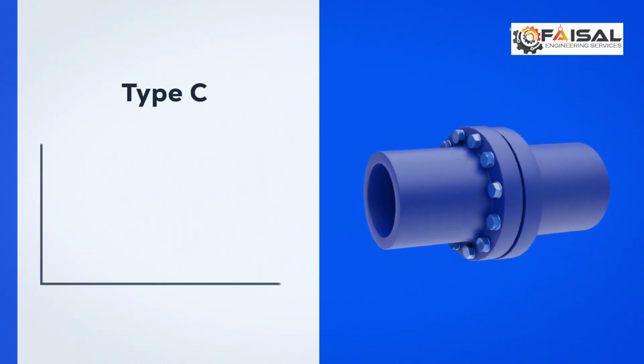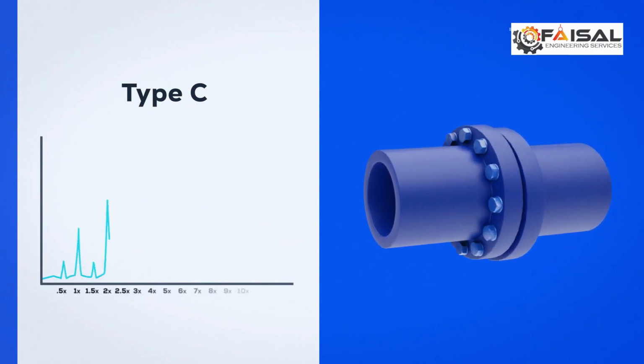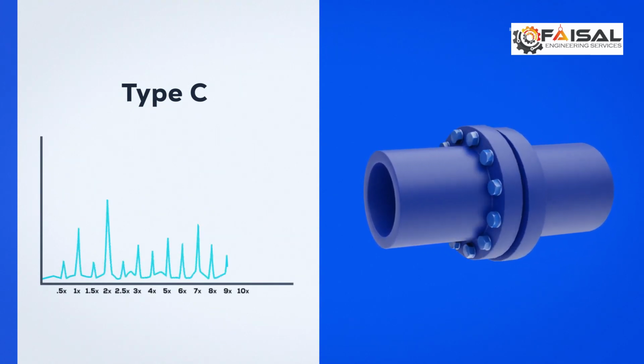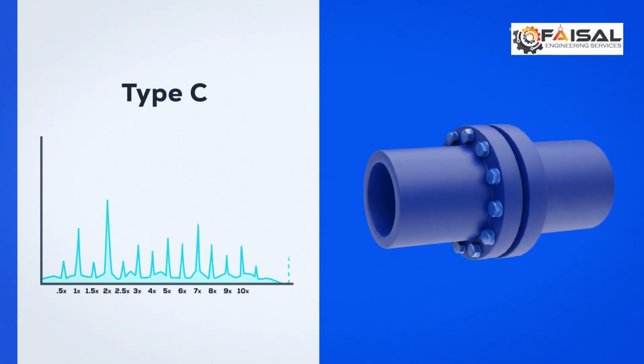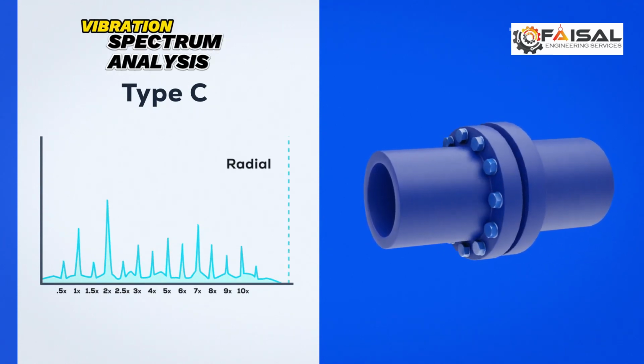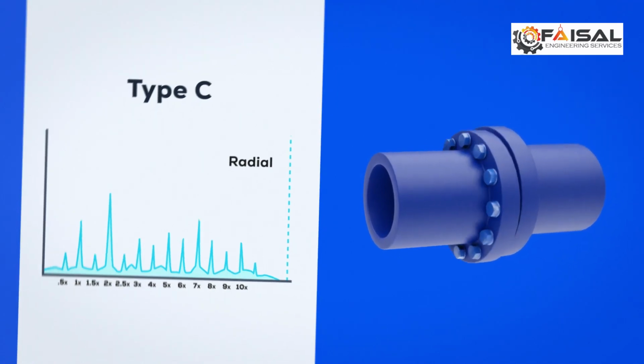So, with the action of the dynamic forces of the rotor, nonlinear effects arise, and then subharmonic and interharmonic components will appear. So when we observe the spectrum of type C looseness, they present several peaks up to the 10th harmonic.